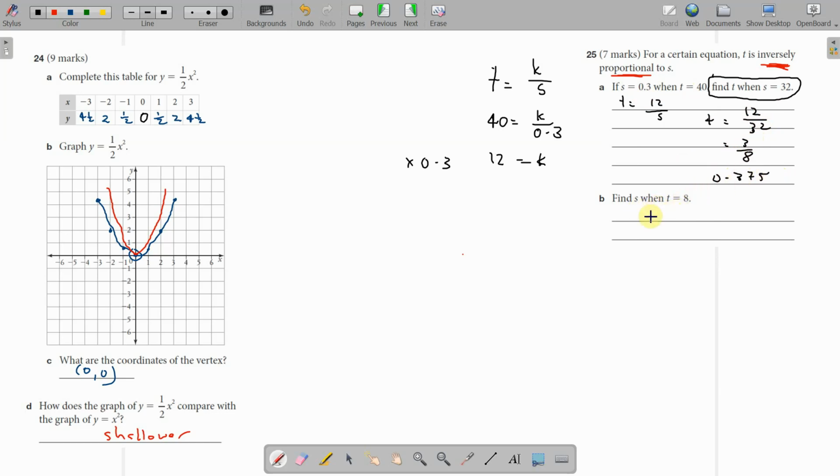Find s when t equals 8. Okay, so t is 8. That's quite big, so s is going to be quite small. And when s is 32, t is only tiny. When t is huge, s will be, well, we'll see what happens. 12 over s. Yep. Okay, when you get to this one with the unknowns in the bottom, we just swap them around. S equals 12 over 8, which equals 1.5. Or the decimal version, 1.5. There we go.